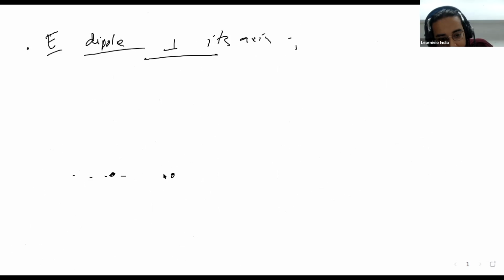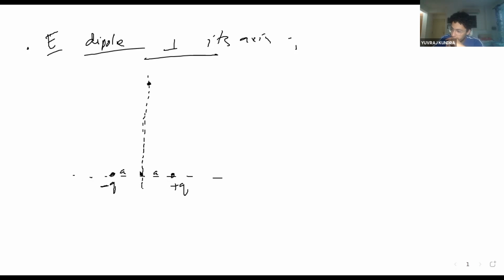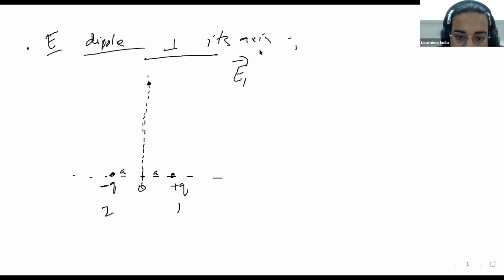So you have here, and you're somewhere up here, let's say. You have these two charges again, the negative charge on the left and the positive charge on the right, with some charge Q and distance A away from the center as always, and the center is called O. So let's start again. What's the electric field because of the first charge? Let's call this charge 1, let's call this charge 2.